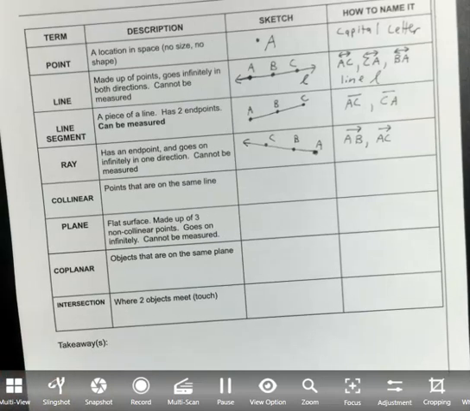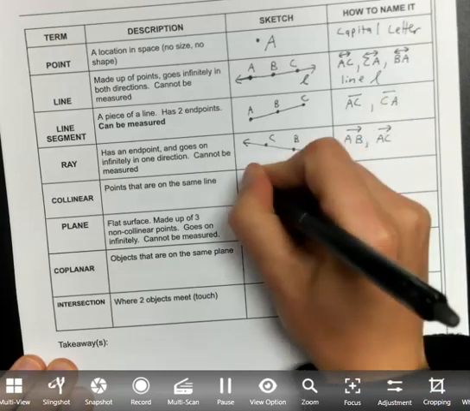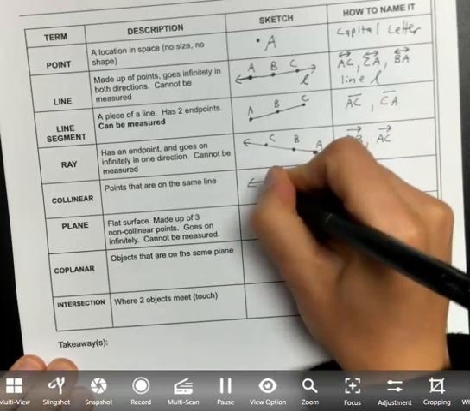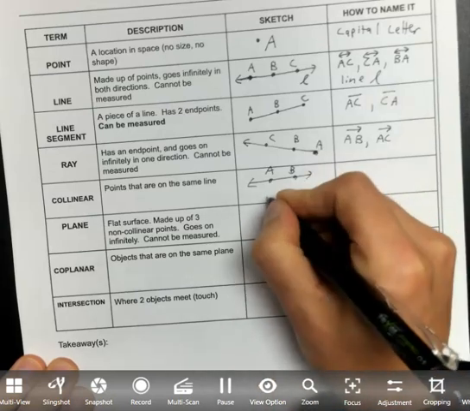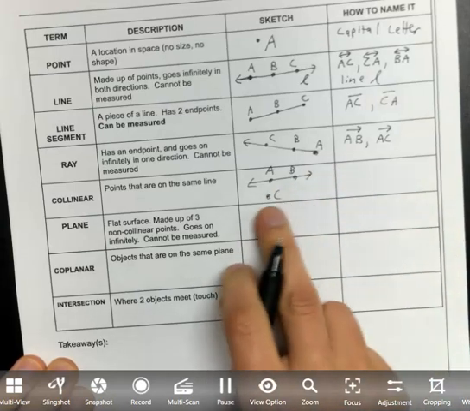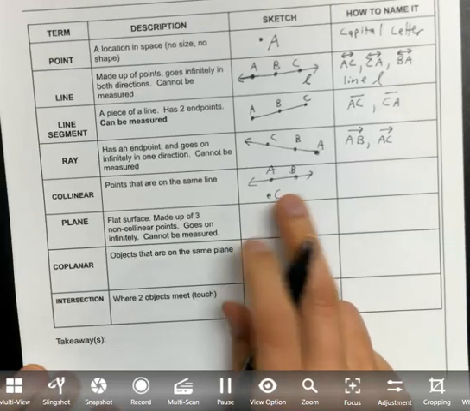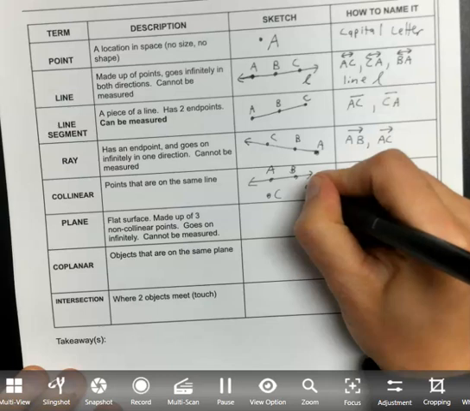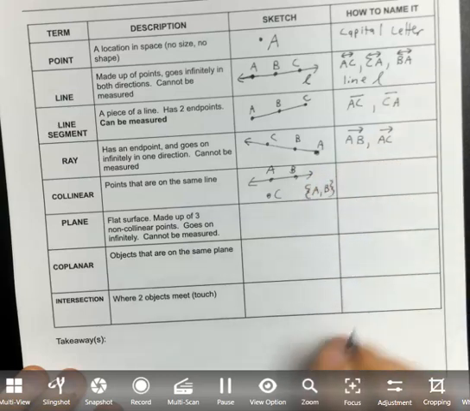Collinear means points that are on the same line. So for example, if we have a line, A and B, for example, are collinear. C is hanging out over here. C is not collinear. It is non-collinear. So in this particular case, points A and B are an example of collinear.